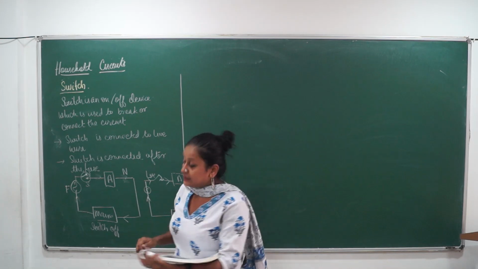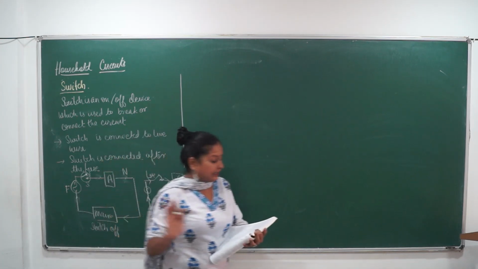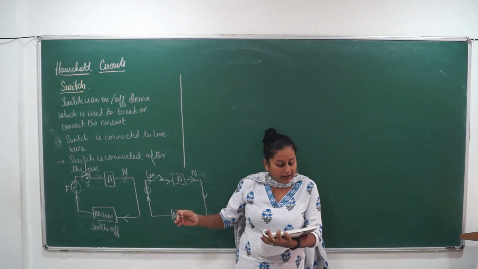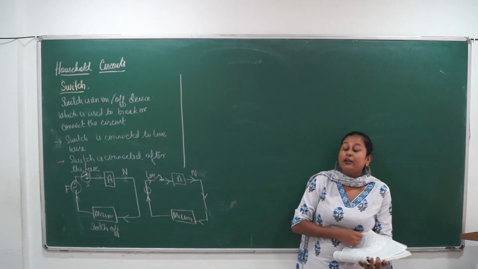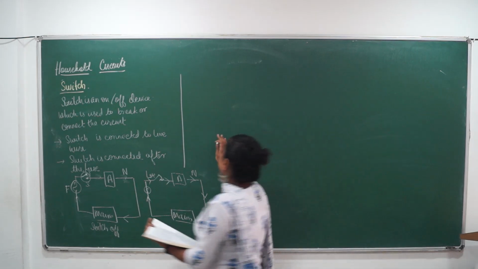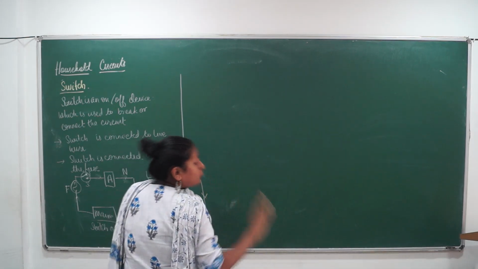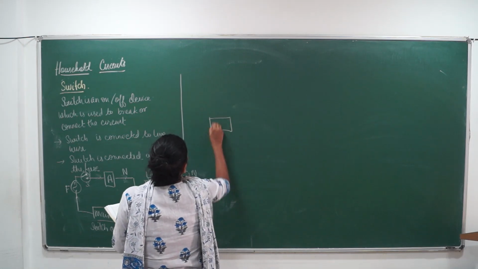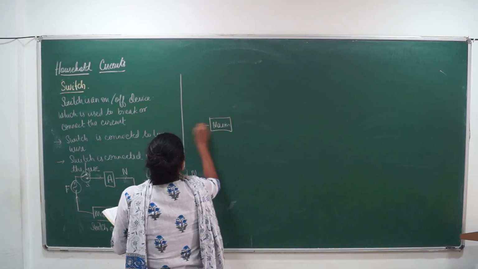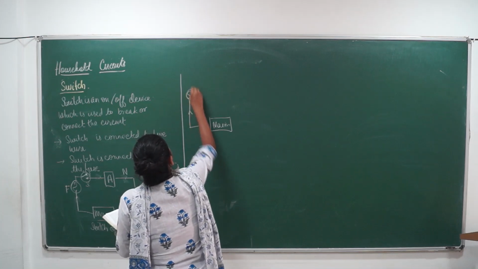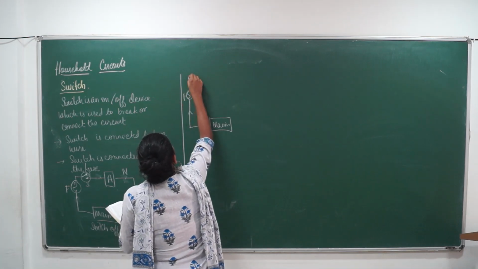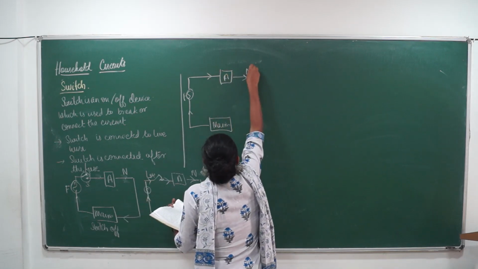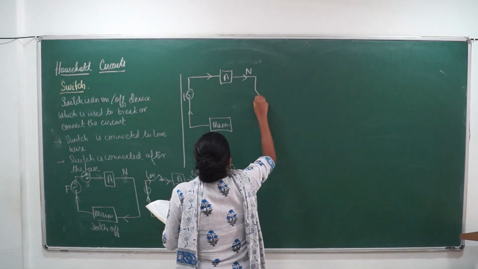So let me read this part for you so that I don't miss anything. In the on position, it allows the current to flow in the bulb, and in the off position, we are talking about if the switch is connected to the neutral wire, so how will the diagram be? I have my mains, this is my live wire, this is my fuse, this is my appliance, this is the neutral wire now, this is my switch.